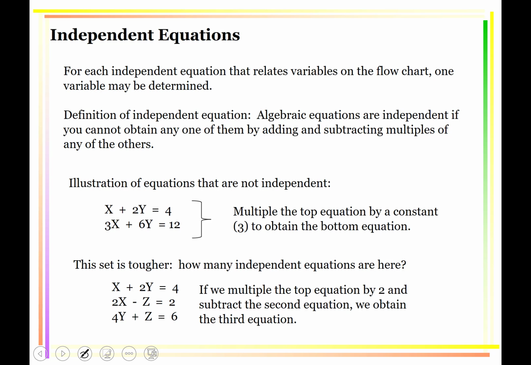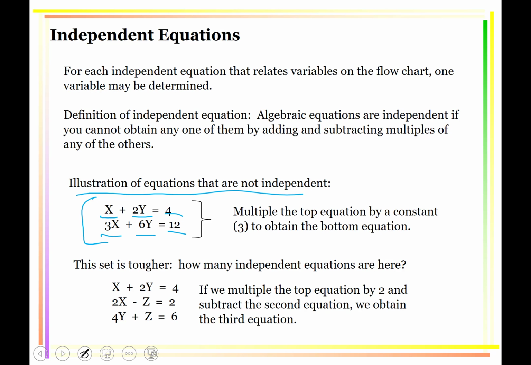What does that mean? Well, look, in this example here, we have two equations, and you can see clearly that x plus 2y is equal to 4 and 3x plus 6y is equal to 12 are the same equation. If you just divide through by 3, you end up with equation 1. So if you try to solve for x and y in this set of equations, you will not be able to do it.